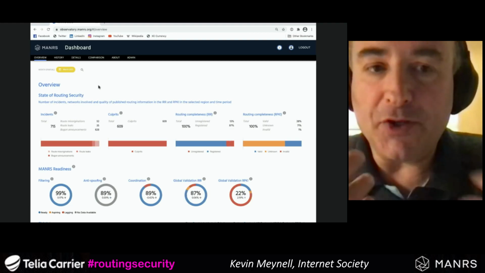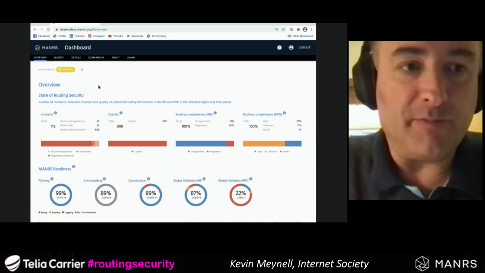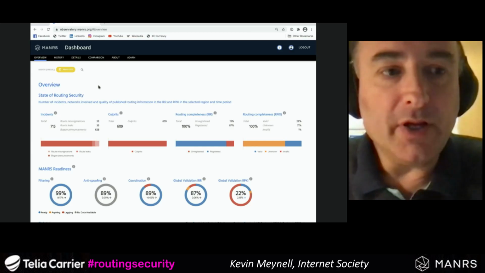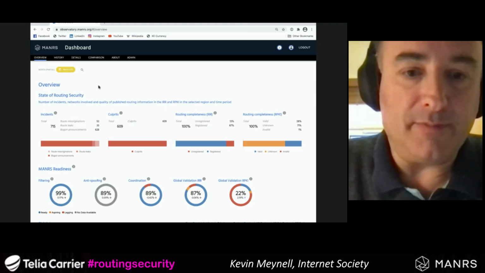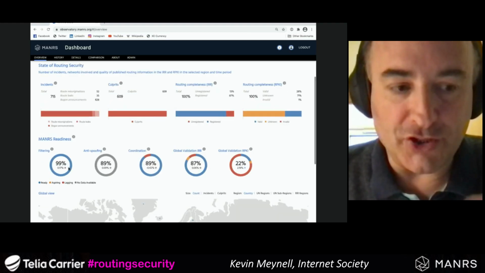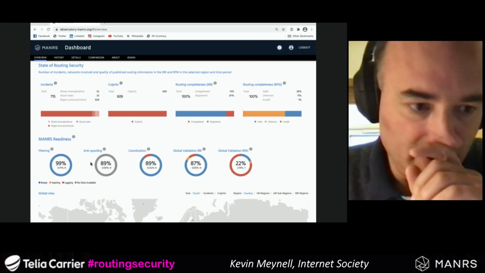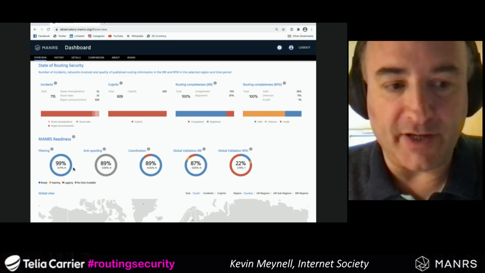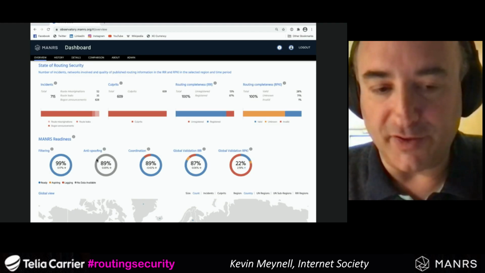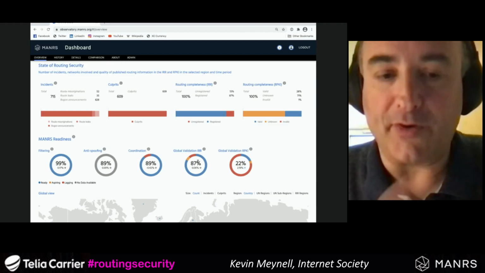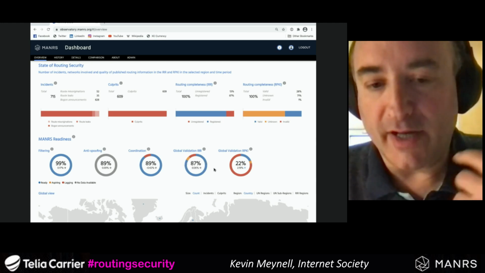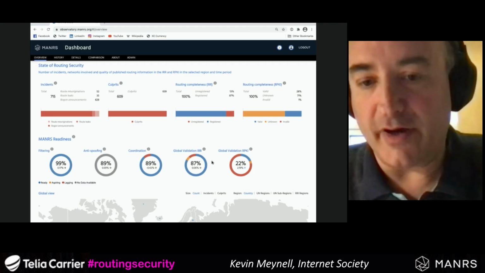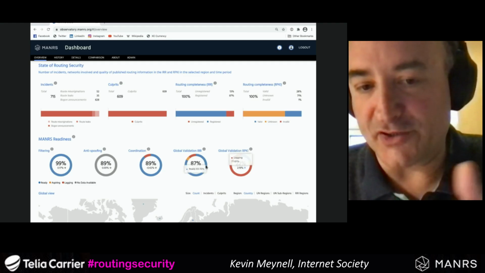So this is at observatory.manrs.org. Anybody can go to this URL and look at this information. You'll come initially to a dashboard that shows each of the 4 MANRS actions as these blue circles here. That indicates the conformance with each of the 4 network operator MANRS actions. Action 4 is split into 2 components, IRR and RPKI. So Action 4 is actually these last two.